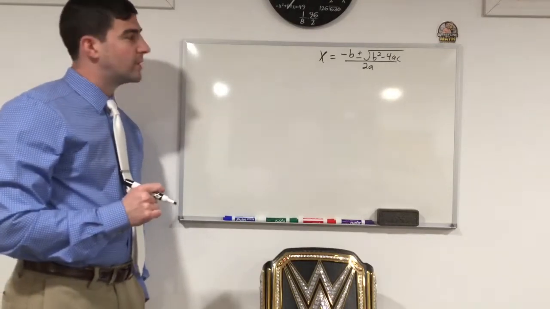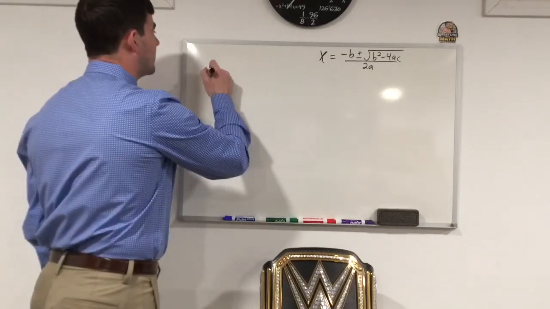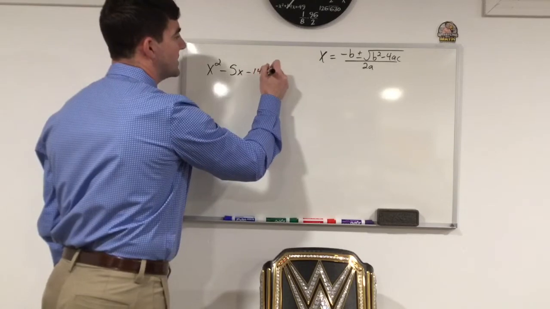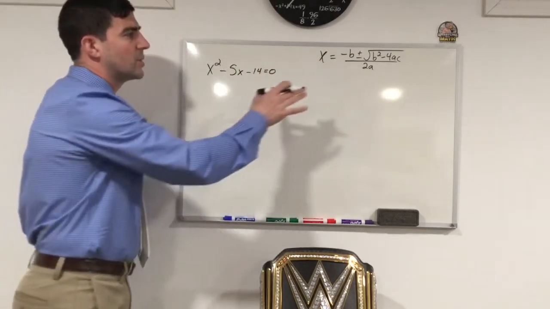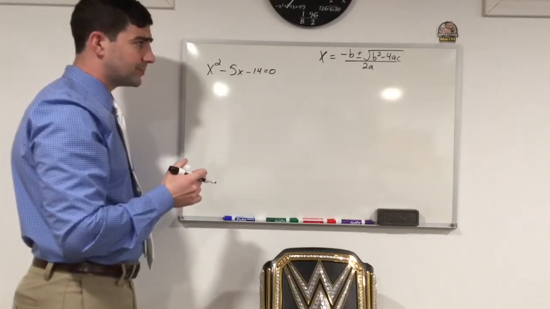Today we're going to do a video on the quadratic formula. My example is x squared minus 5x minus 14 equals 0. You see the quadratic formula is given to us like it would be on the Regents exam, or on any reference sheet that we may have.